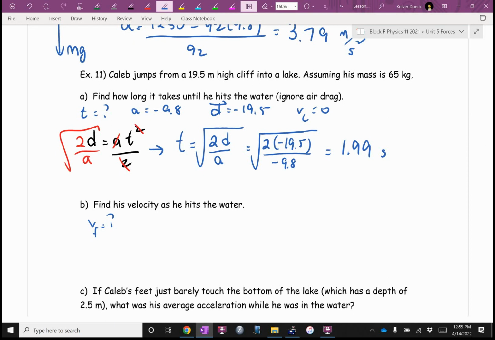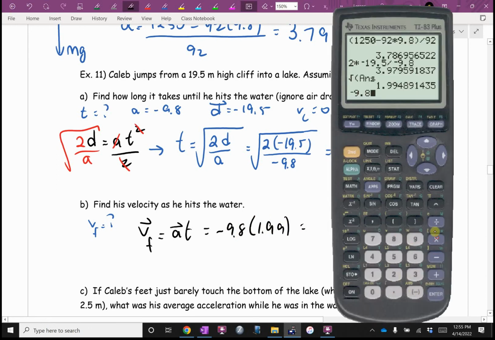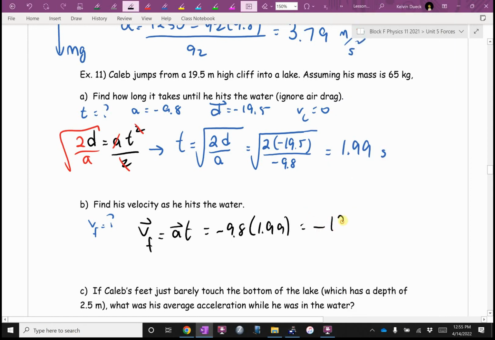I would use VF equals AT on my homework now. I totally would. I would go, you know what? It equals VI, but that's 0. It equals AT. And Braden, because that allows me to use my answer button for the time, I would write negative 9.8 times 1.99, but I would go negative 9.8 times answer button. Hitting the water at negative 19.5 meters per second. Okay.